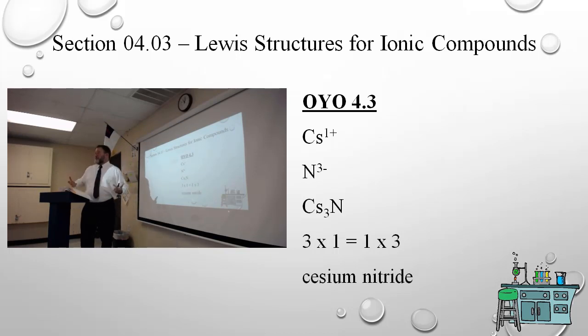Cesium, we use the metal name. It's an ionic formula. It's an ionic compound. Cesium, the metal, gets its full normal name. The nonmetal gets its ide name. The ide name of nitrogen is nitride, so cesium nitride. And if I said cesium nitride and didn't give you the formula, you should be able to backtrack, take cesium nitride, and figure out what the formula would be from that.